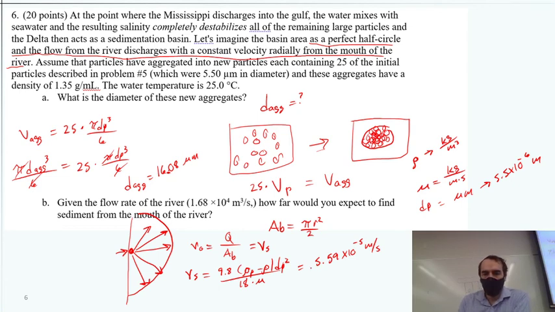Okay, so with that, we can then solve for our radius, because now we know the flow, we know the sedimentation velocity, and so we can solve for the area, which we can substitute in for r, and ultimately find our r value to be essentially 13.8 kilometers would be the distance there.